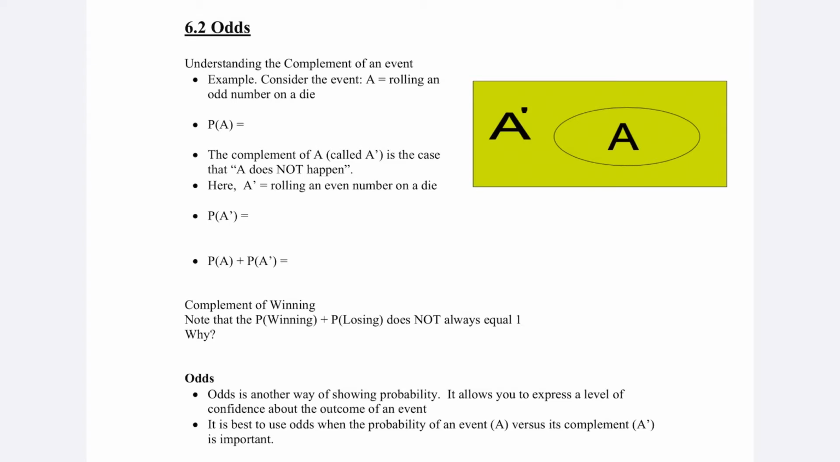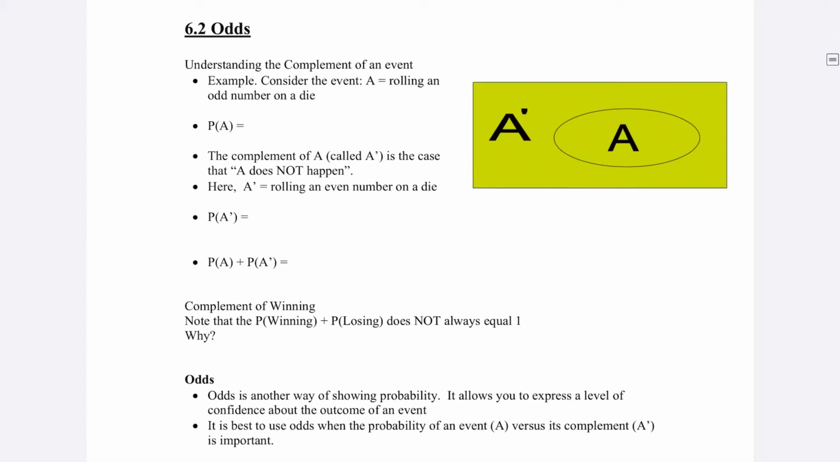Today we're going to look at odds, which is very closely related to probability. Let's first understand the complement of an event in full. So for example, consider the event A, rolling an odd number on a die. Here the probability of A is 3 over 6, because there are 3 ways to get an odd number, rolling a 1, a 3, or a 5, over the total number of sides on a die, which are 6. So there's a 3 in 6 chance, or a 1 in 2 chance.